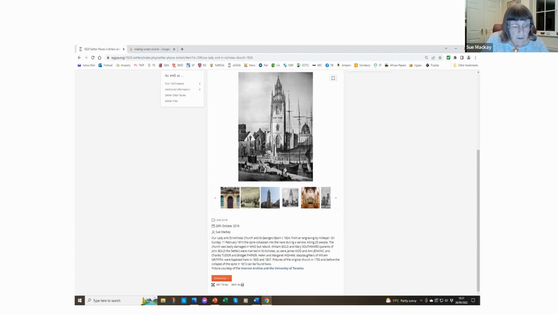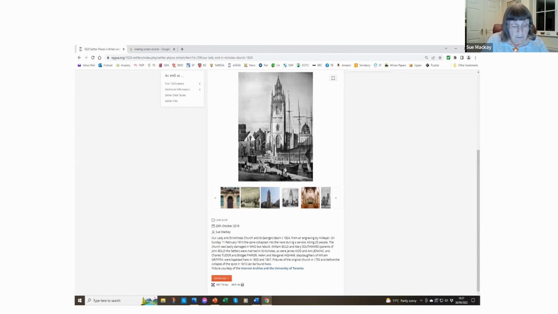This text reads, Our Lady and St. Nicholas Church and St. George's Basin Kirk in 1824, from an engraving by H. Meyer. On Sunday, the 11th of February, 1810, the spire collapsed into the nave during a service, killing 25 people. The church was badly damaged in World War II, but rebuilt.